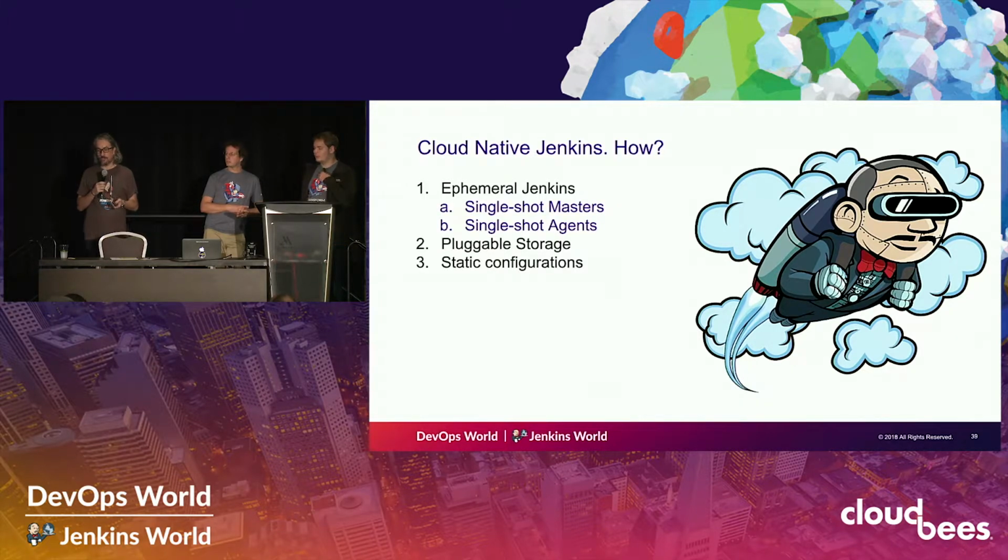Now, how are we going to do that? We are looking into Ephemeral Jenkins. It allows you to run single-shot masters and single-shot agents using a project called Jenkins File Runner. And I'm going to demo that. That combined with Pluggable Storage, where all the results of your builds or your deployments are stored in cloud services or Kubernetes services, and the static configurations with config as code in YAML.